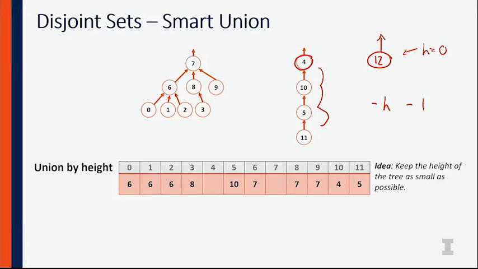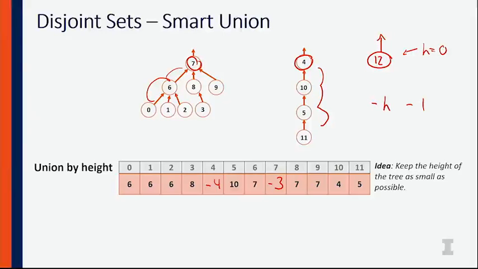So this has a value of negative 3 plus 1, or negative 4. Here 7 has a height of 1, 2. So negative 2 plus, minus 1 is negative 3. So 7 has a height of negative 3. Now when we union two things together, by unioning by height, what we're able to do is put the shorter tree onto the taller tree.